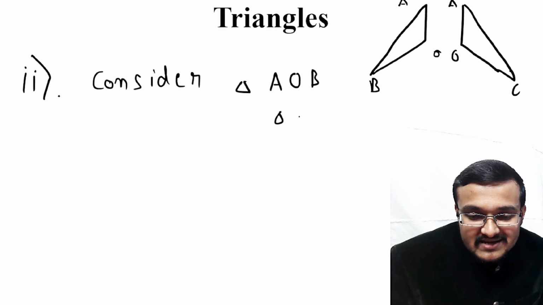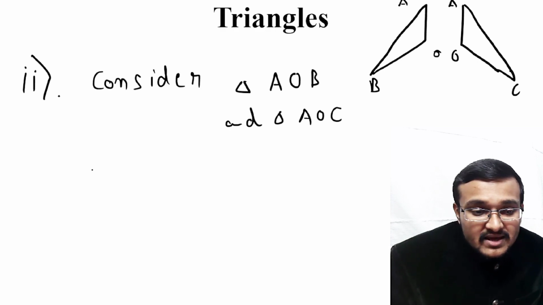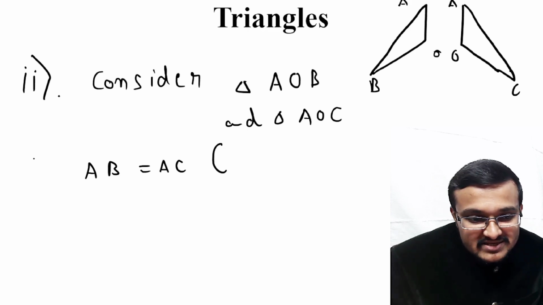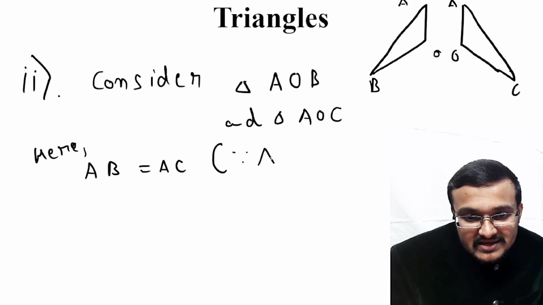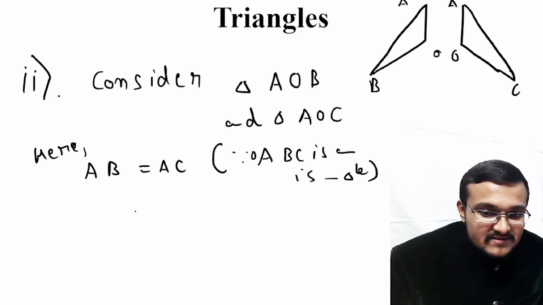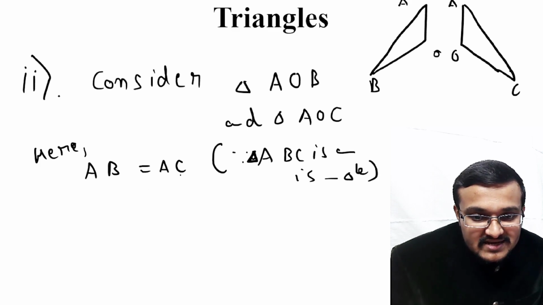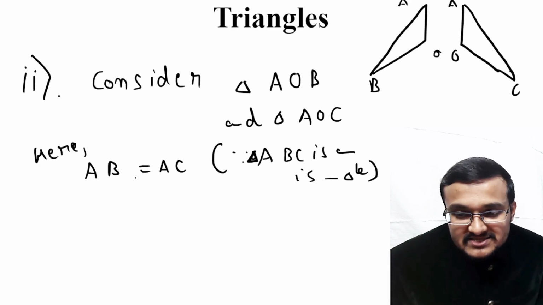So consider triangle AOB and triangle AOC. Here AB is equal to AC. That is because triangle ABC is an isosceles triangle. Since triangle ABC is an isosceles triangle, AB has become equal to AC.